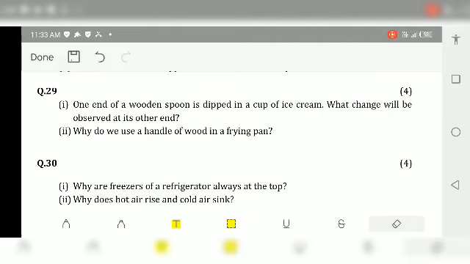The material of a pan is a good conductor of heat. So a handle of wood, which is a bad conductor of heat, is used in a frying pan so that it does not get heated by conduction.